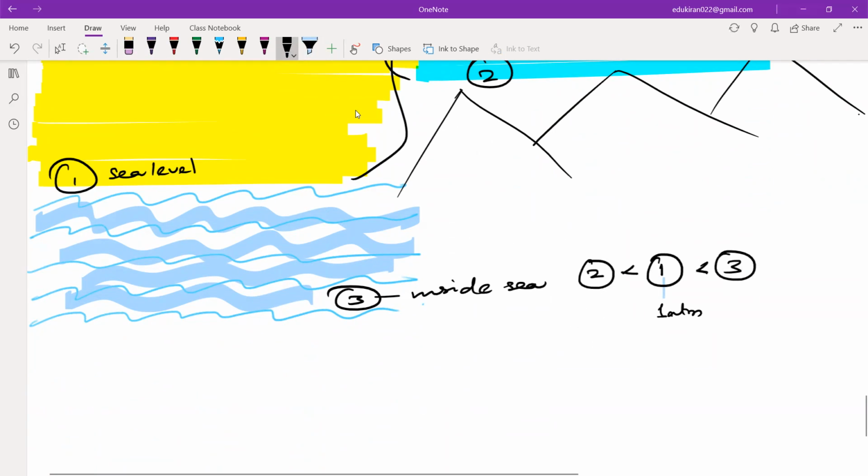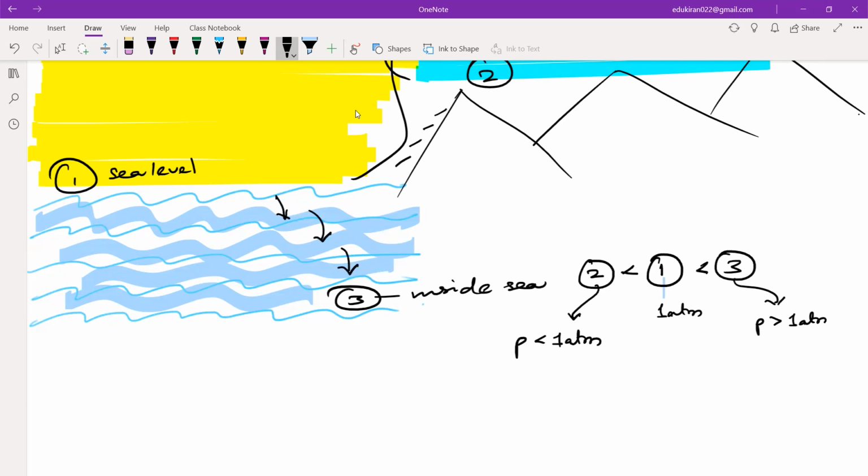इससे हमको कोई परेशानी नहीं है. But if I become a climber and I start moving upward towards the hill, then what will I be experiencing? I will be experiencing pressure that is less than 1 atm. And if I become a deep sea diver, I have dived inside the sea, and I'm at point 3, at this point the pressure will be higher than 1 atm.